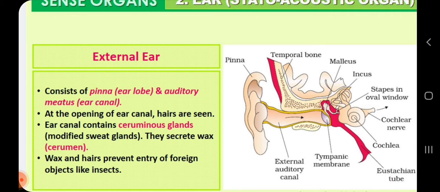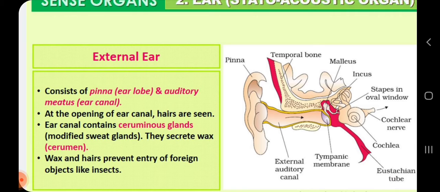You can observe your own ear, which is visible. That is the ear pinna. This ear pinna has a function. What is the function of the ear pinna? Whatever sound vibrations are formed in the air, all those vibrations are collected by the ear pinna, which is going to produce the sound.